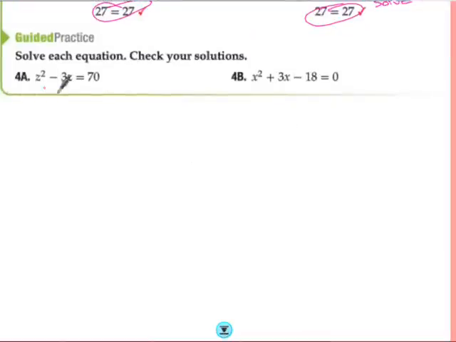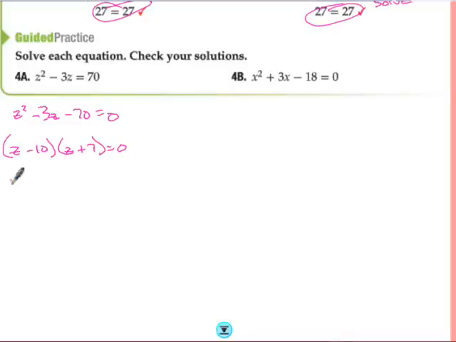So step 1, get it equal to 0. So I have z squared minus 3z minus 70 equals 0. And then I'm looking for two numbers that multiply to negative 70 but add to negative 3. So I know that's z minus 10 times z plus 7 equals 0. Z minus 10, positive 7. They add up to negative 3 and they multiply to negative 70.